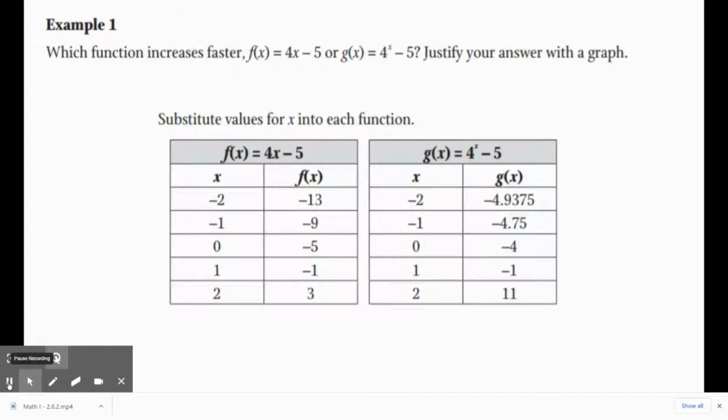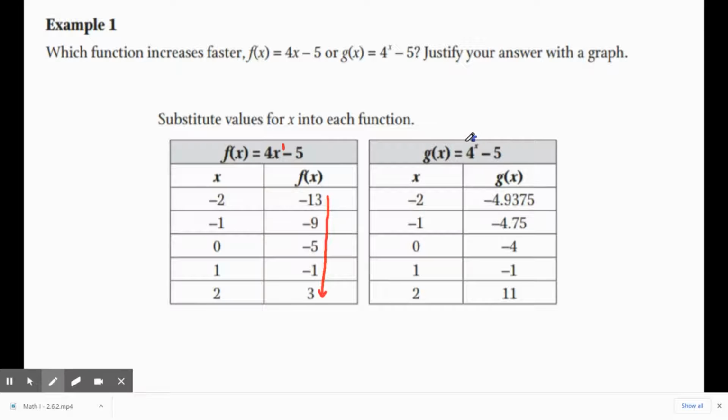For every single one of these problems, you're going to hear me say time and time again, please make a table. A table of values will tell you what is happening in both of the functions to do the best comparison possible. Notice that f(x) is the linear function. It's 4x to the 1 power minus 5. It is going up at a very steady rate, increasing by 4 as x is increasing by 1.